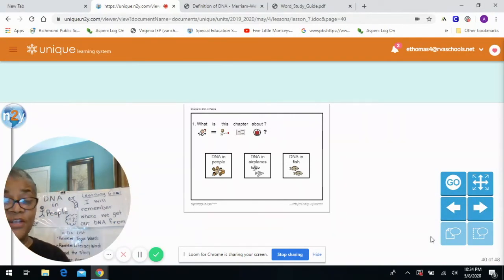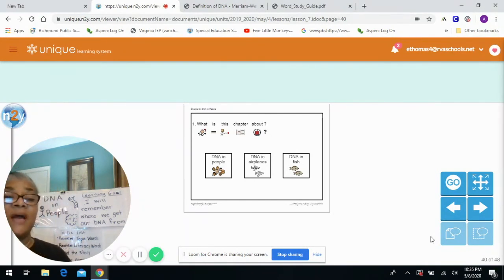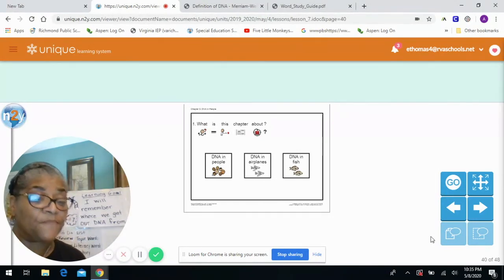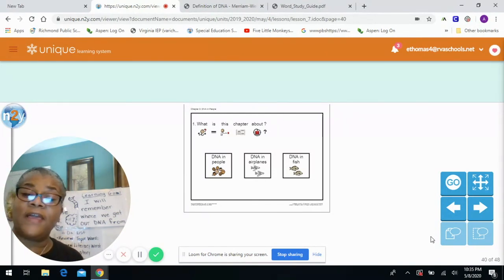What have we learned? Did we do our goal? I will remember where we get our DNA from. Where do we get it from? We get it from our parents. Sometimes do we look the same, with everybody looking the same, or do we look different? Yes, we look different. And what can be different on us? Usually hair and eyes.